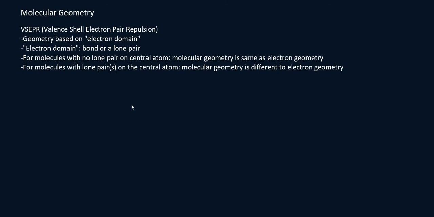So that's how you're going to count your domains as you go around your central atom. You want to count your bonds, and you want to count your number of lone pairs. And that's going to determine what your molecular geometry is, based on the number of those domains.